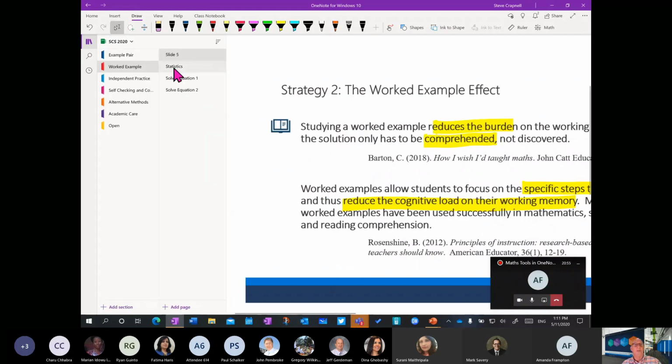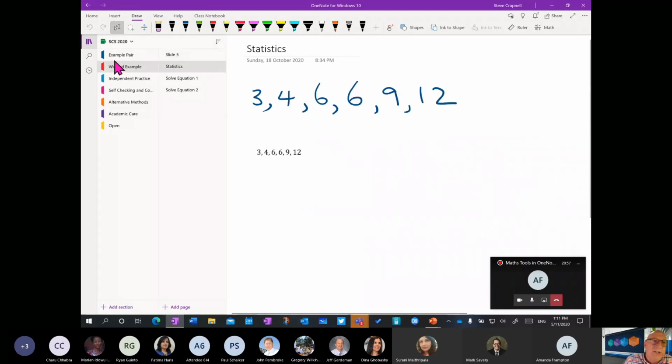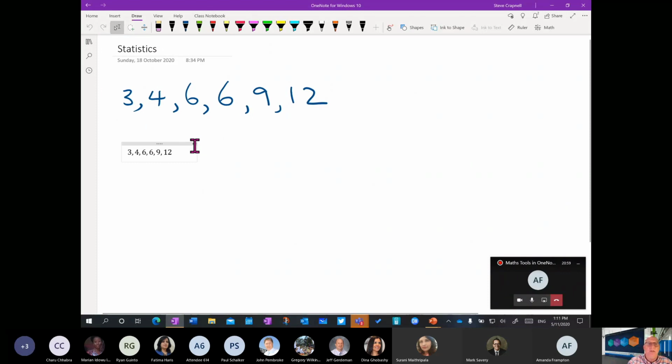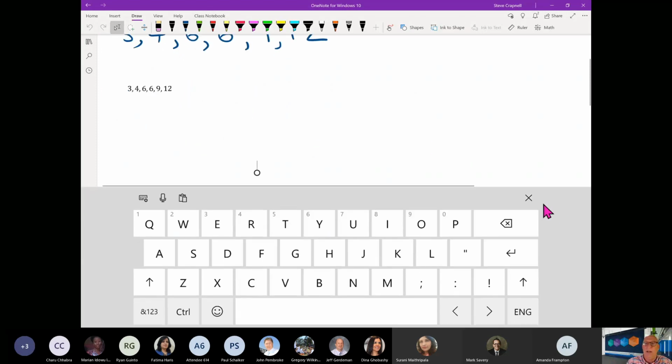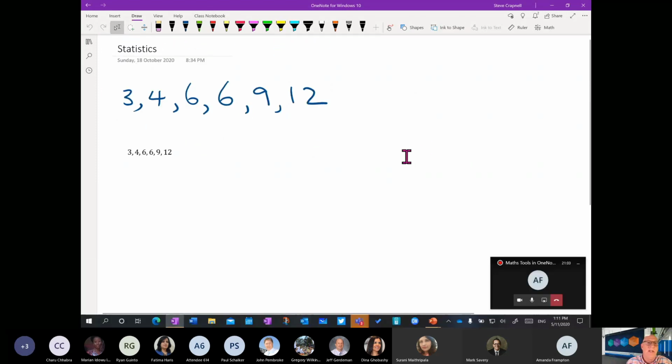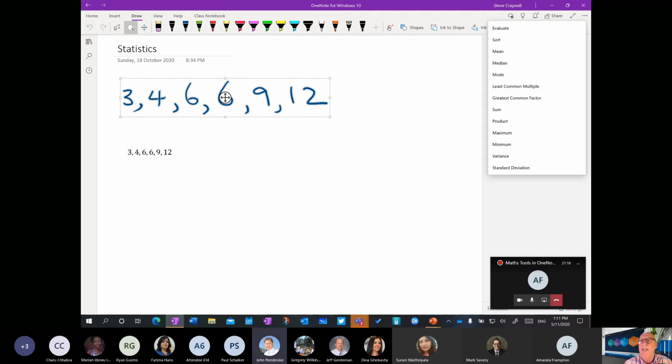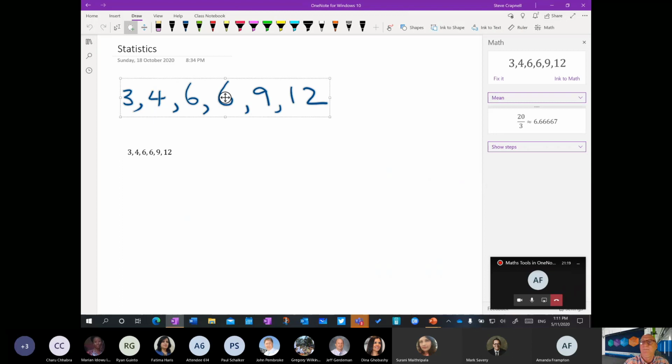Let's have a look at where maths tools supports us in that. We'll jump into statistics. Now I've inked, or you could type, totally up to you how you want to operate, depending on what you've got available. So let's do some statistics, mean, mode, median, early school years. We use the lasso tool there. We capture the numbers. We go up to the maths tool, select an action, and we've got mean, median, and mode. Now we look at the mean.